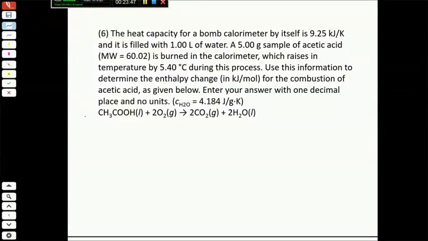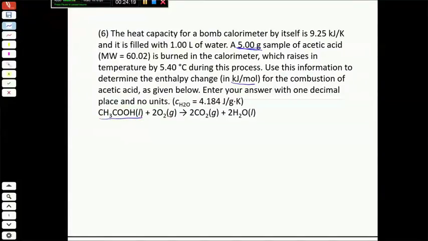If we take 5 grams of acetic acid and burn it in the calorimeter, that raises the temperature by 5.4 degrees Celsius. We want to use this information to determine the enthalpy change in kilojoules per mole for the combustion of acetic acid. So what we're doing here is we're burning 5 grams of acetic acid, and we're figuring out how much heat is released by that process. Then what we really want to do is determine how much heat is released when a full 1 mole of acetic acid burns, so we're doing kilojoules per mole.